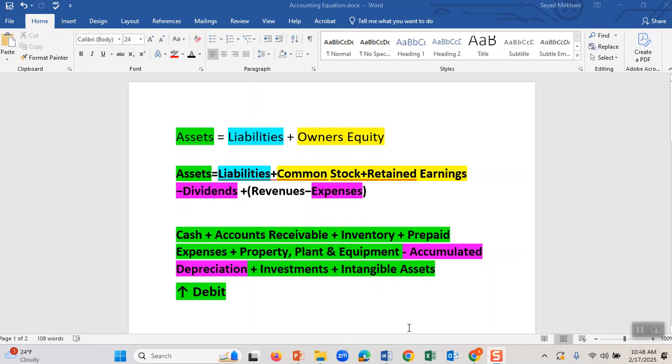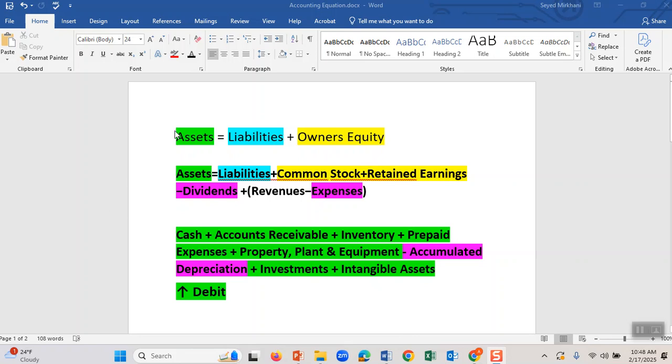I want to refresh your memory about the accounting equation. As you all know, in the balance sheet, you always see assets, liabilities, and owner's equity, and we call it the accounting equation.